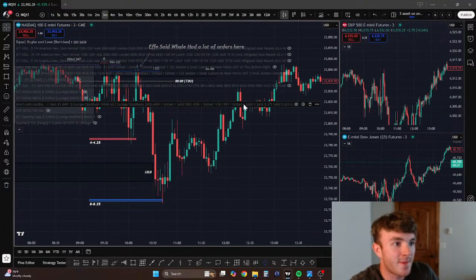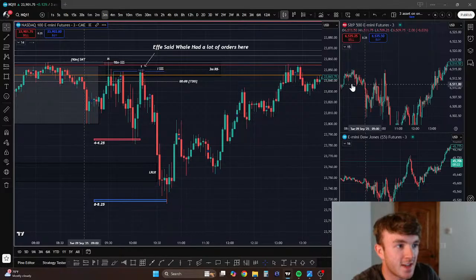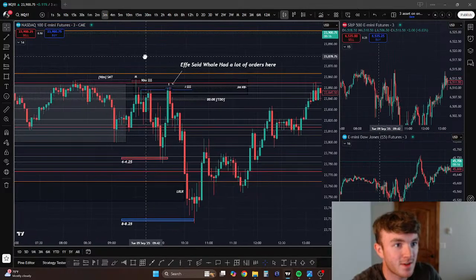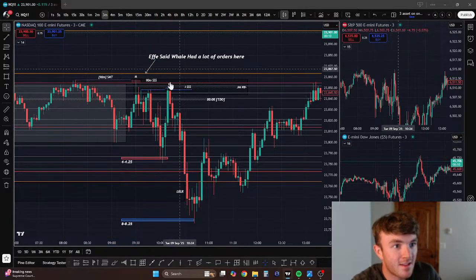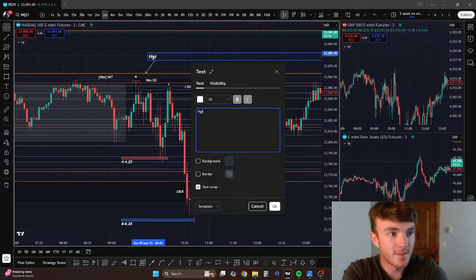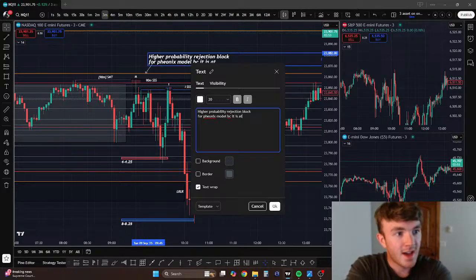Oh, the other thing that I liked about that, right? The rejection block was at the top of our range here. This dealing range. See how we swept liquidity and the rejection block was in the liquidity sweep partition. I like that a lot. It tells me that it's a higher probability rejection block because it's in the liquidity sweep partition, or it's the high of the dealing range. Higher probability rejection block for the Phoenix model because it is at the high of our gold block range and swept liquidity.